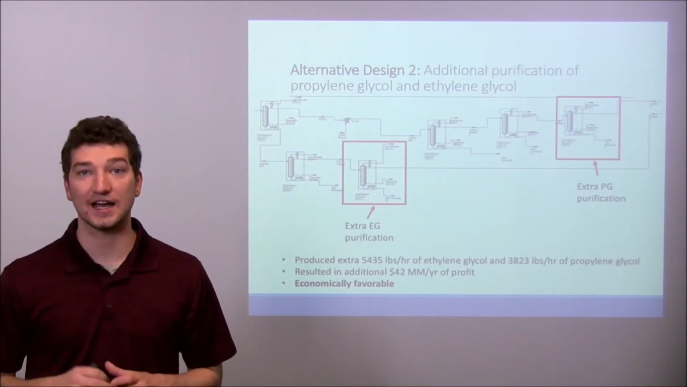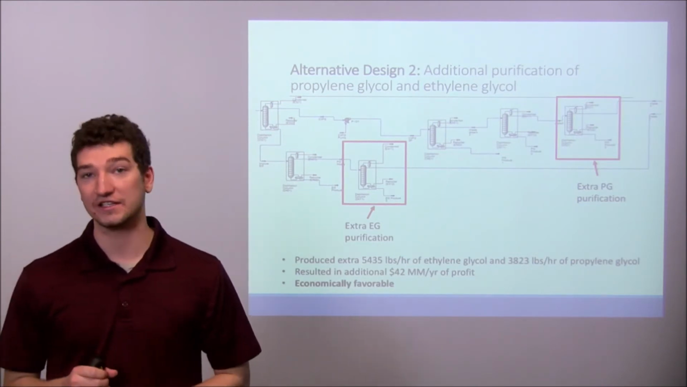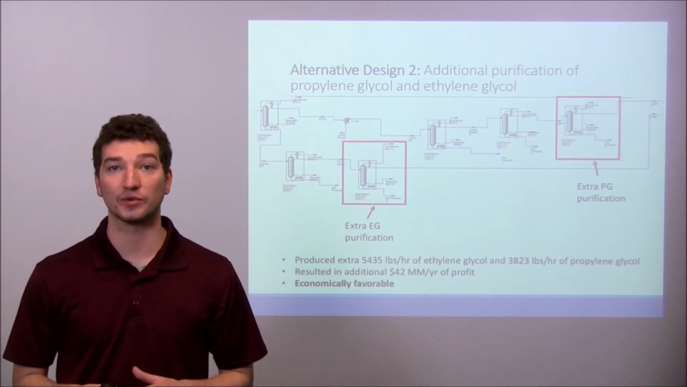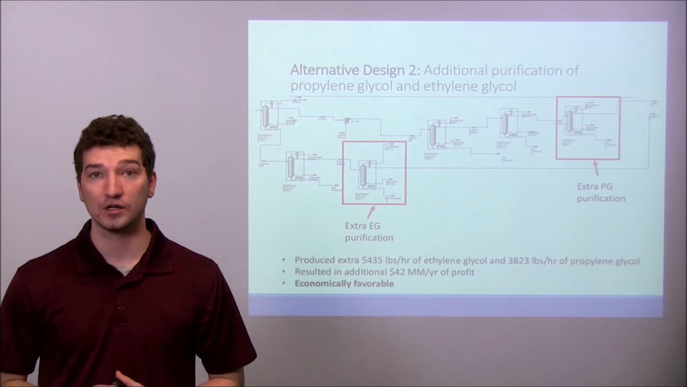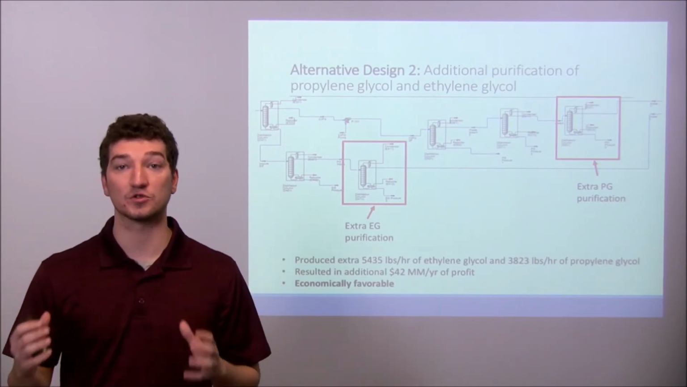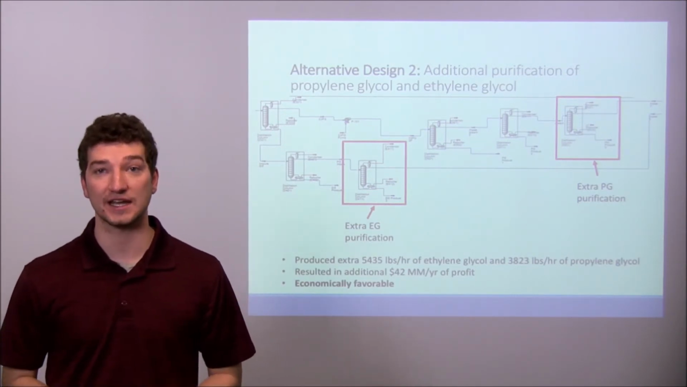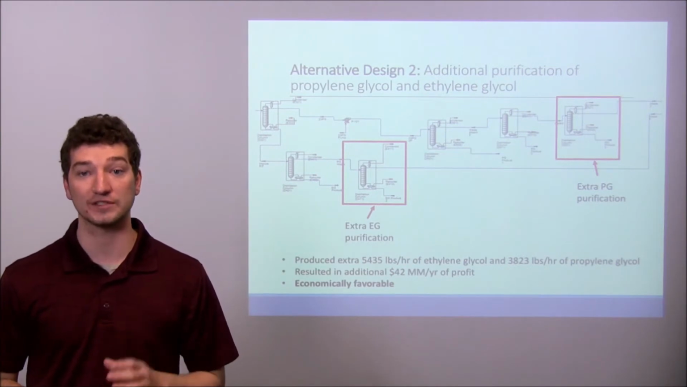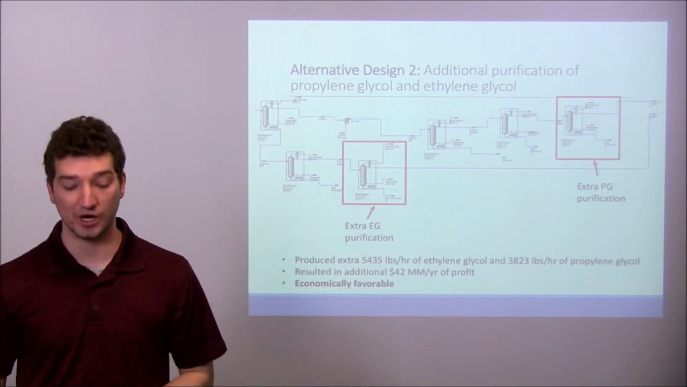So the second design that our team studied was the additional purification of propylene glycol and ethylene glycol. Our team saw the potential because those waste streams that were previously being sent to be sold as hydrocarbons for fuel were rich in those 2 products.